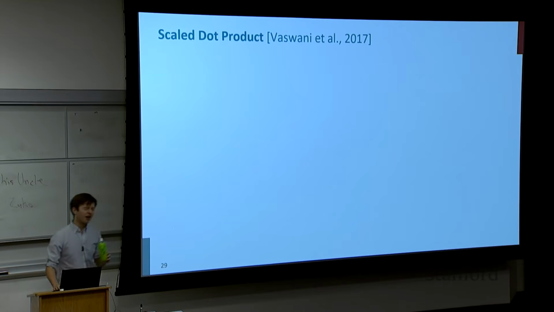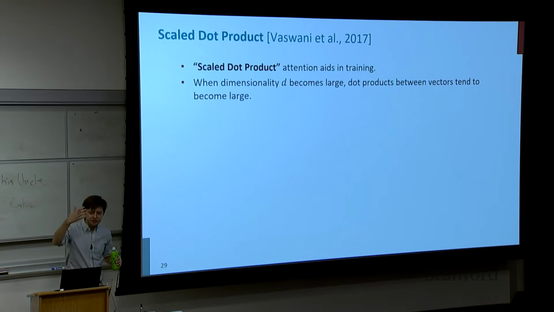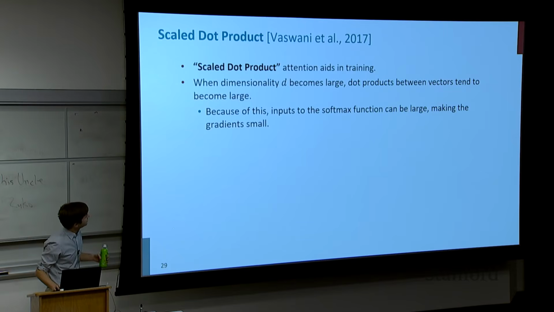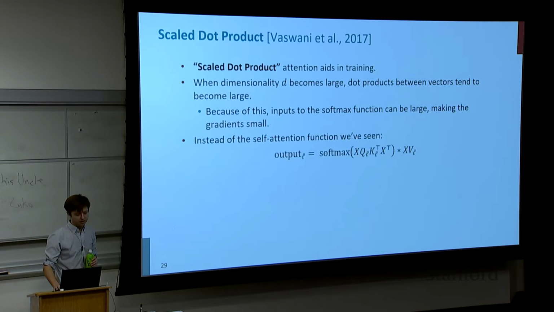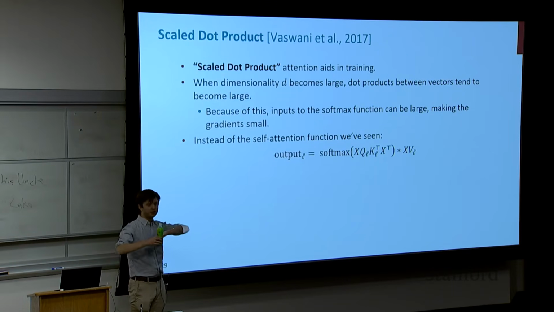Okay, so another hack that I'm going to toss in here, maybe they wouldn't call it a hack, but it's a nice little method to improve things. It's called scaled dot product attention. One of the issues with this key query value self-attention is that when the model dimensionality becomes large, the dot products between vectors, even random vectors, tend to become large. And when that happens, the inputs to the softmax function can be very large, making the gradients small. So intuitively, if you have two random vectors in model dimensionality d, and you just dot product them together, as d grows, their dot product grows in expectation to be very large.